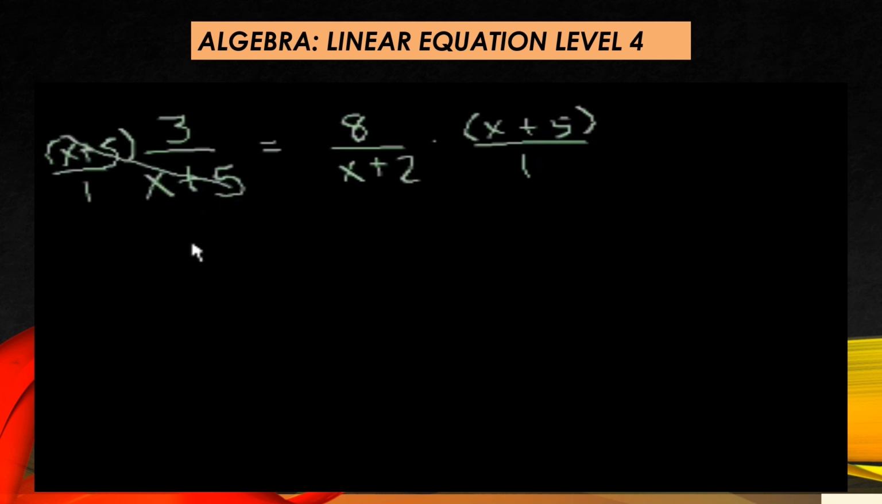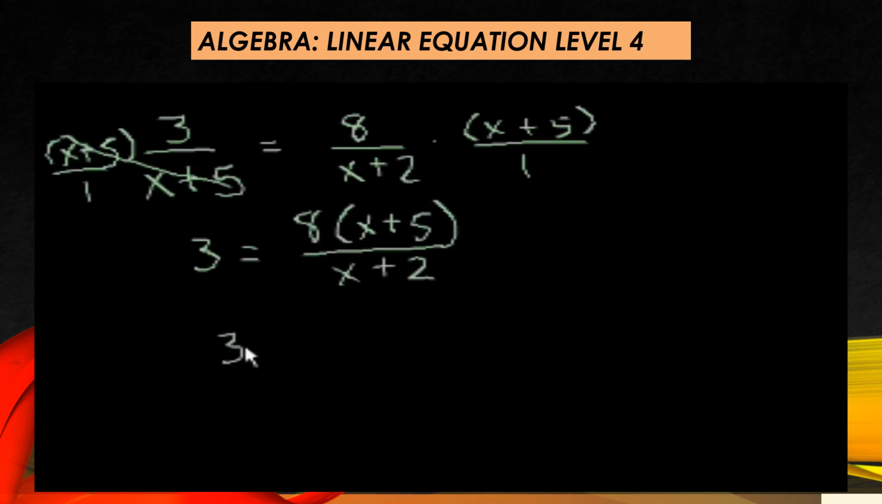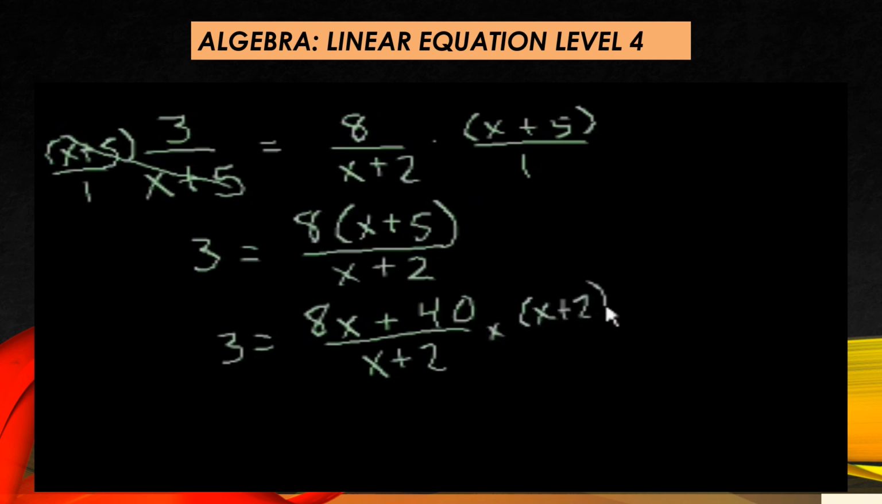So we're left with 3 is equal to 8 times x plus 5, all of that, over x plus 2. Now on the top, just to simplify it, we once again just multiply that 8 times the whole expression. So it's 8x plus 40 over x plus 2. Now we want to get rid of this x plus 2, and we can do it the same way. We can multiply both sides of this equation by x plus 2 over 1.